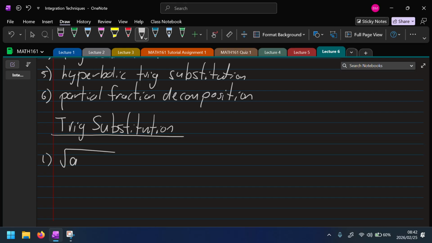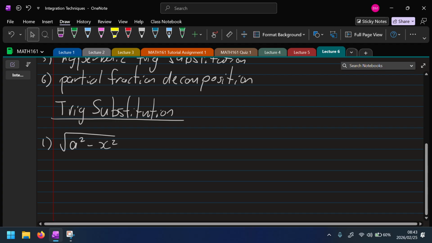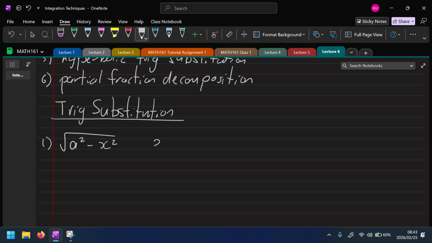Case number 1 is if your integral has the following: the square root of a squared minus x squared. Something with a squared minus x squared in the root is going to be case 1 for trig substitution. So if you see this, you should use this method. The substitution we're going to make for case 1 is to replace x, wherever we see an x in the problem, with x equals a sine theta. We do the replacement, then the problem with the roots becomes a trig integral.